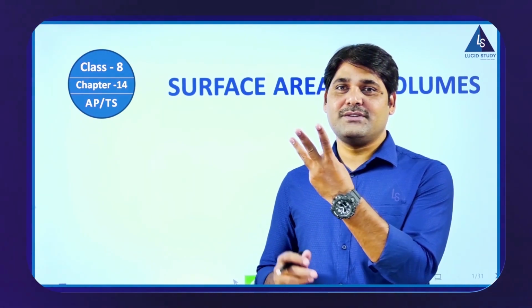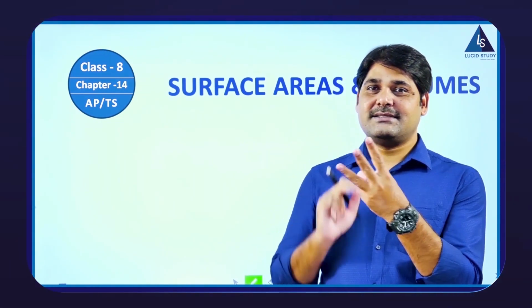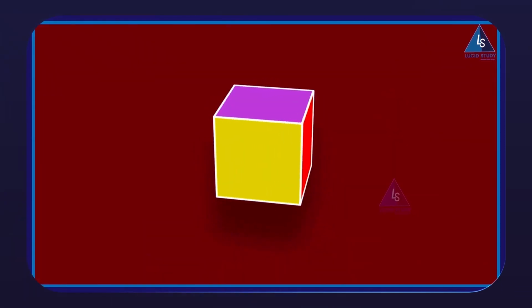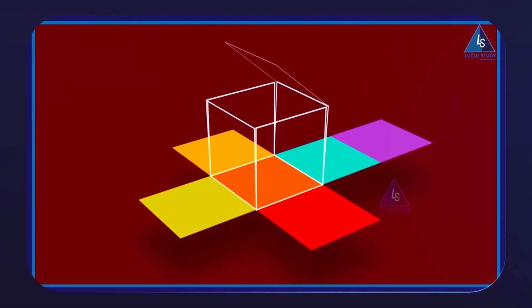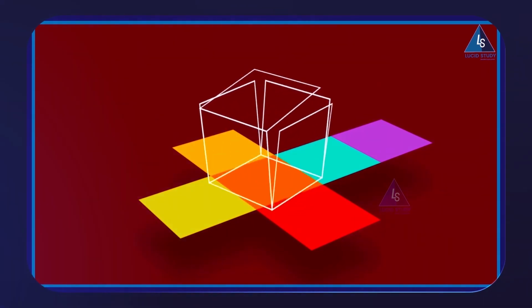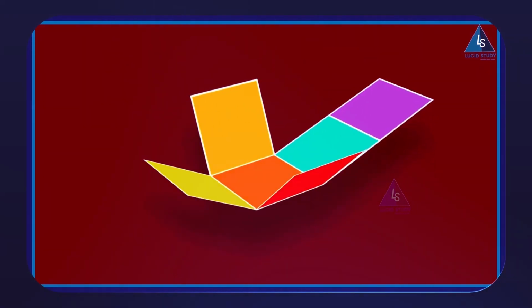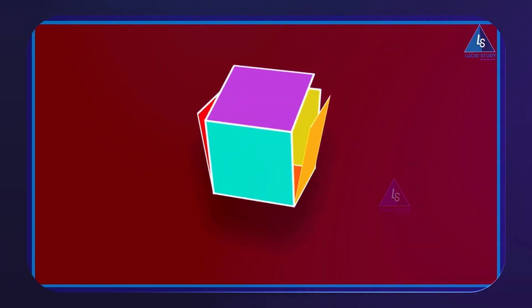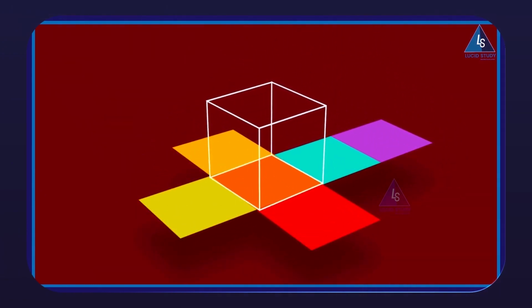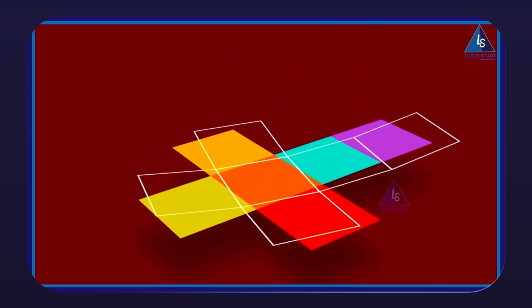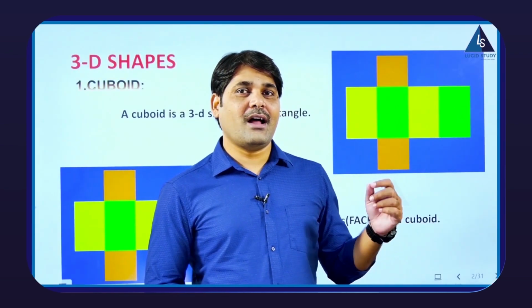3D shapes means what? 3D means it should have 3 dimensions. This is a cuboid. If you dismantle it, you will find 6 faces. Generally, your shoe box is the best example of a cuboid. If you dismantle it, how many faces will you have? 6 faces. If you dismantle it, it will be like this. This box is said to be a hollow cuboid.